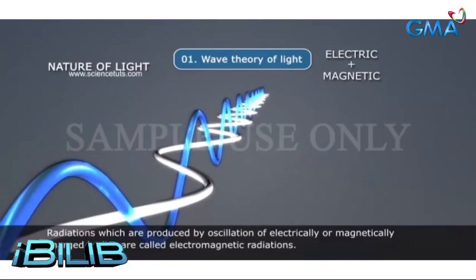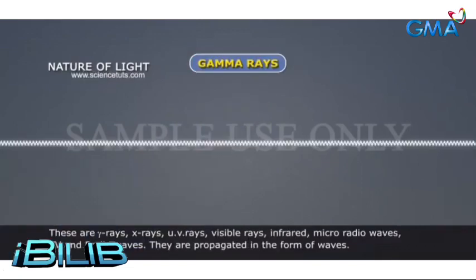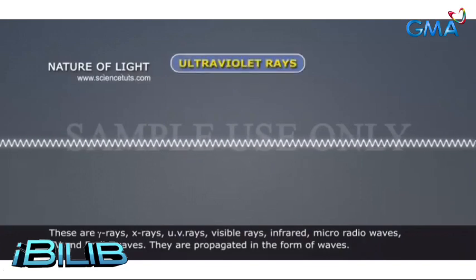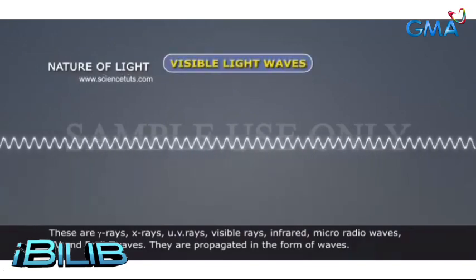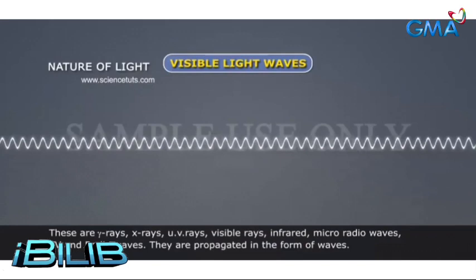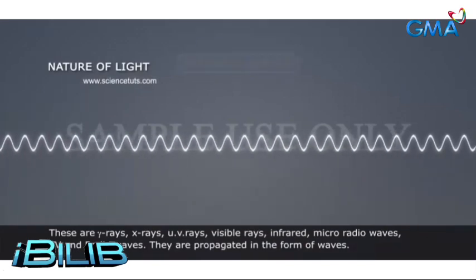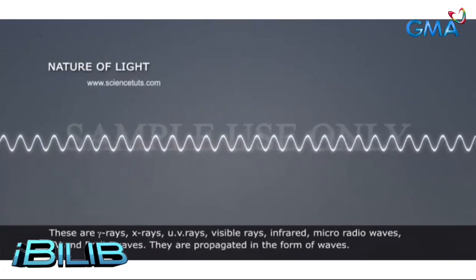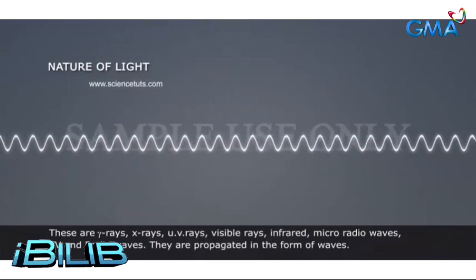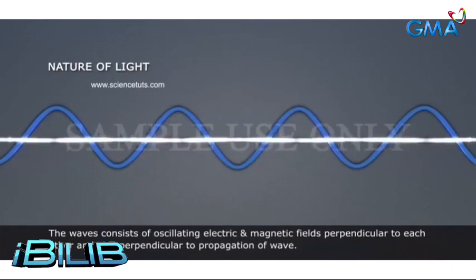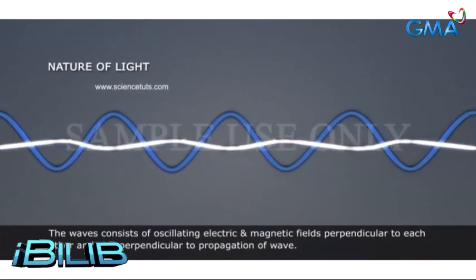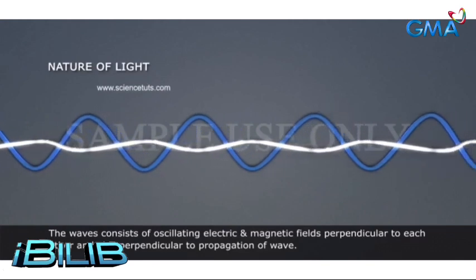Ito yung tinatawag nating waves. Meron tayong iba't ibang waves. First one is gamma rays, X-rays, ultraviolet rays, visible light waves, infrared waves, micro radio waves, TV, and radio waves. They are propagated in the form of waves. The waves consist of oscillating electric and magnetic fields perpendicular to each other and also perpendicular to propagation of wave.